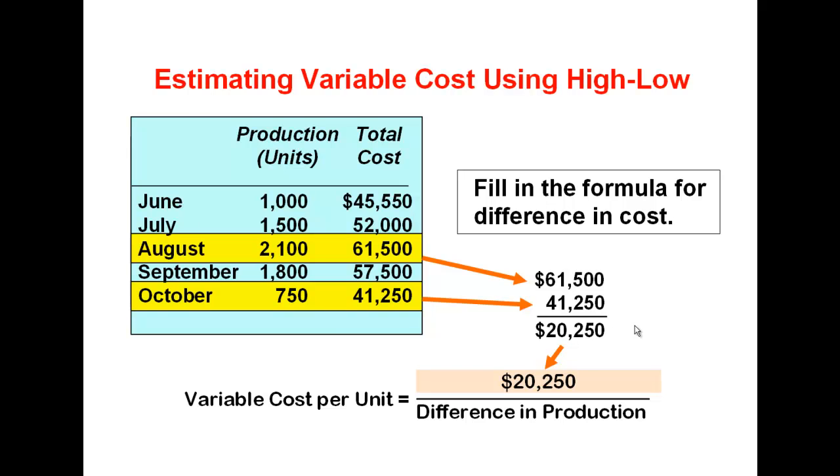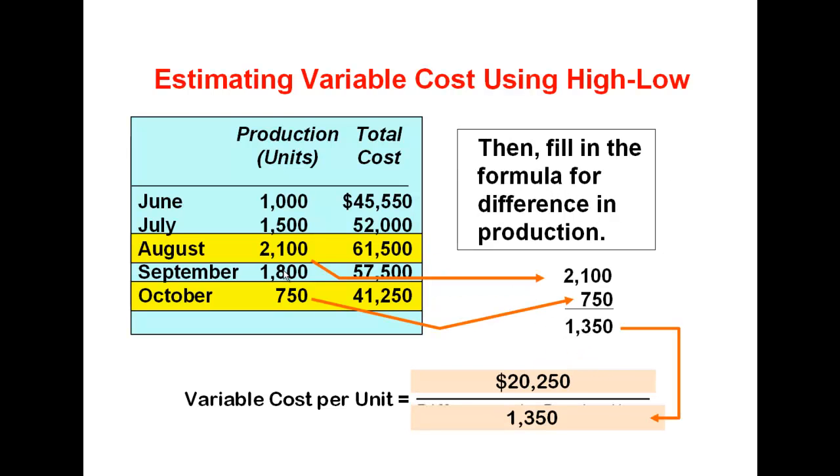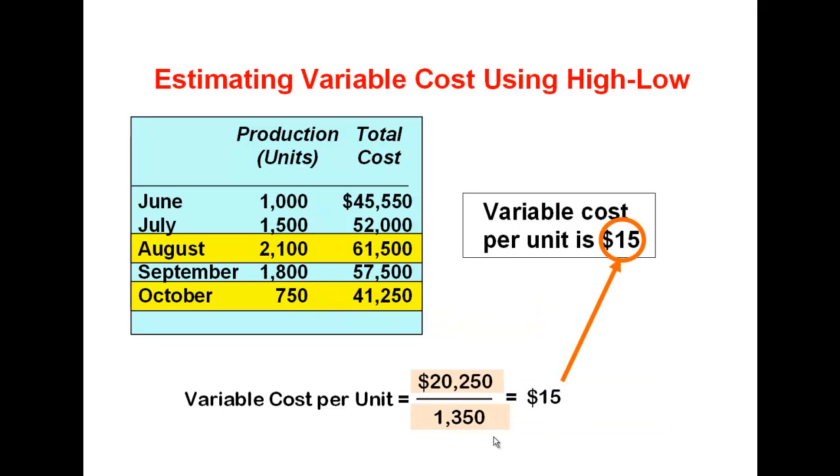So we're going to divide the difference in the dollar amount by the difference in the number of units produced. So we take this 20,250 divided by 1,350. It's going to give us $15. So our variable cost is going to be $15 per unit. Now make sure you actually choose the highest and lowest level of activity, otherwise the figure you calculate is not going to be correct.